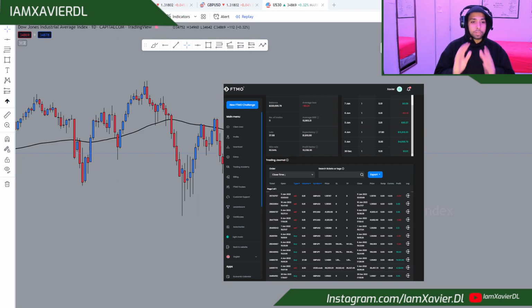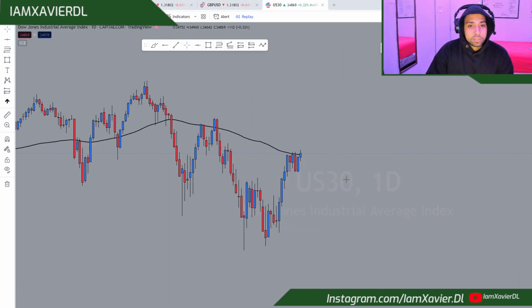That does not mean stop trading. That means fulfill the minimum trading days, but also trade your live account. If you don't have one, trade your demo account. But stay with trading to build consistency. Consistency is the most important thing when it comes to being a trader. So with that being said, let's get straight into the charts, guys.